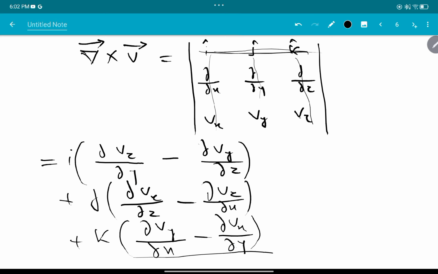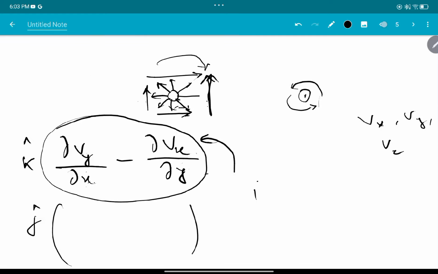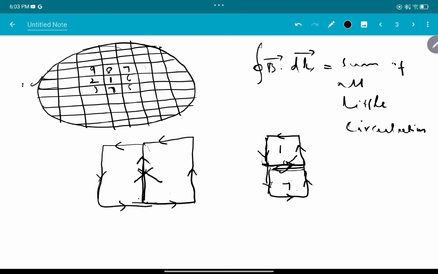Now, since this curl measures the rotating tendency, its meaning seems to be the same as that of the circulation. In fact, it is the same, but of course there is a difference. The difference is that curl is basically circulation density. It is the density of circulation, that means circulation per unit area of that surface that we were discussing. Let us go back to this. Curl is circulation per unit area.